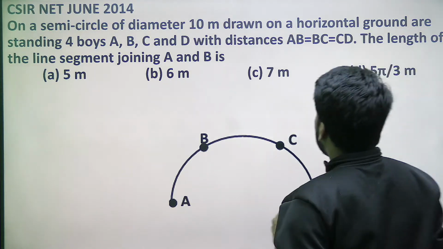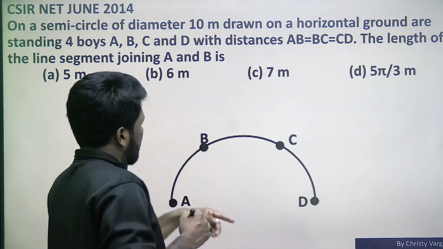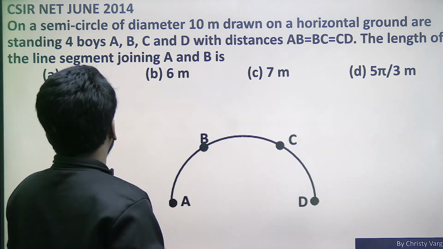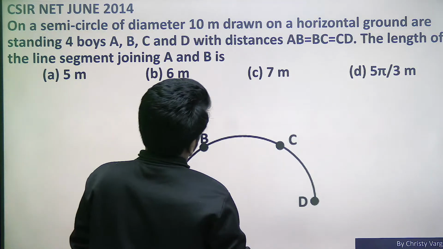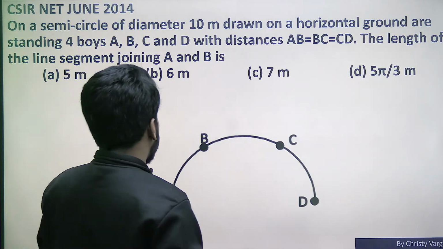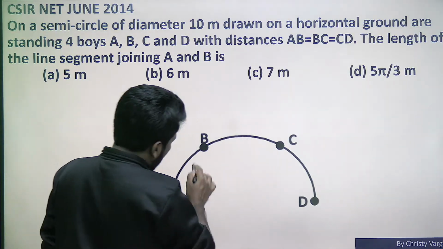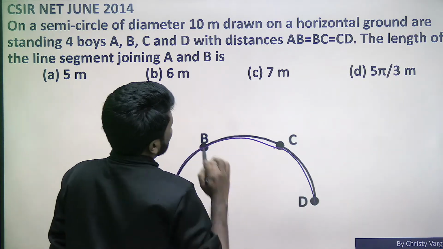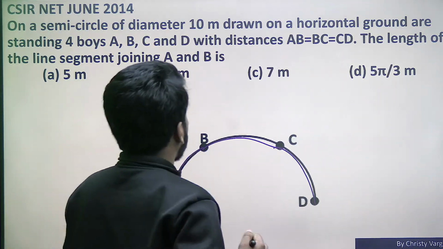On a semicircle of diameter 10 meter, ये semicircle का diameter 10 meter है तो radius 5 meter होगा ना. Drawn on a horizontal ground are standing 4 boys A, B, C, D with distances AB equal to BC equal to CD. Now you may be thinking AB means this curve, this curve, this curve. These are equal. The length of the line segment joining A and B.